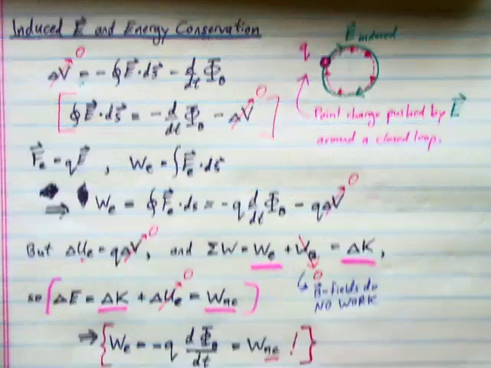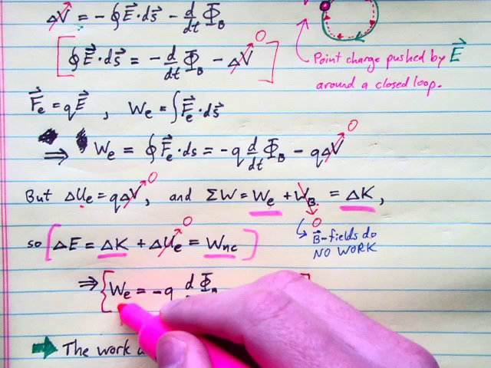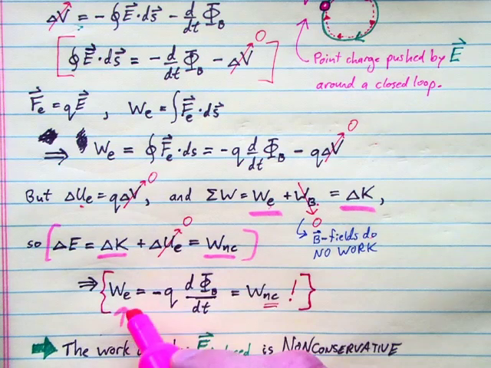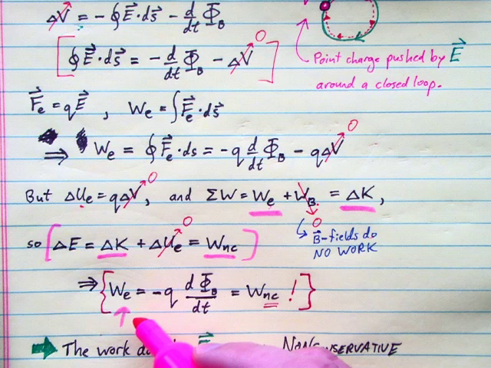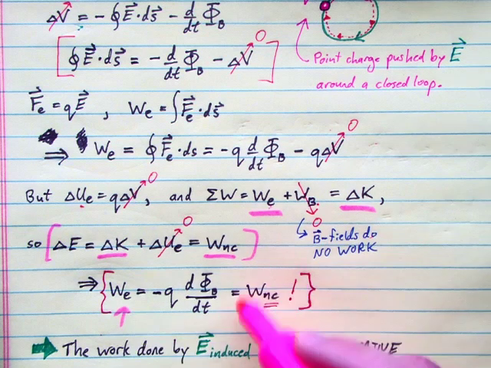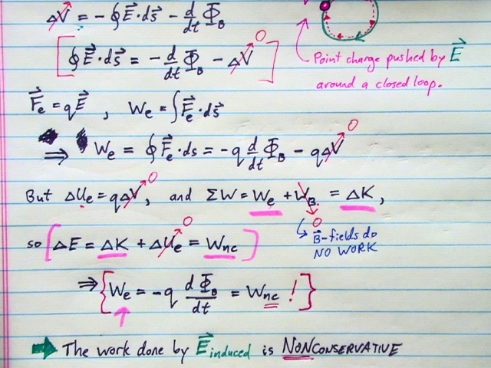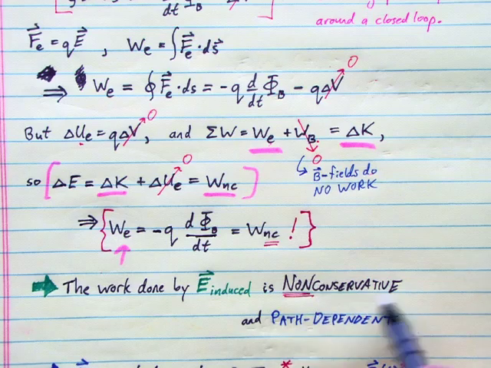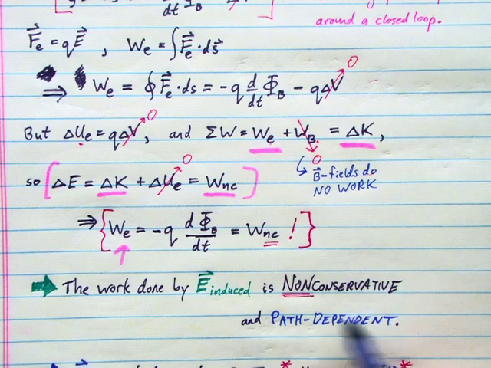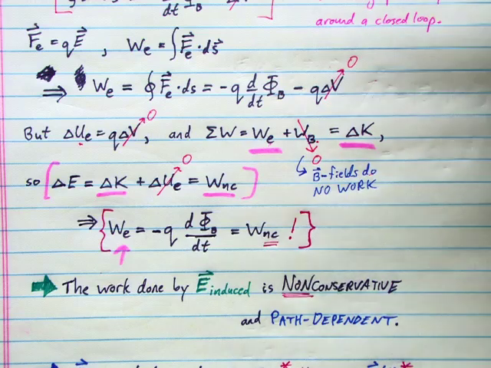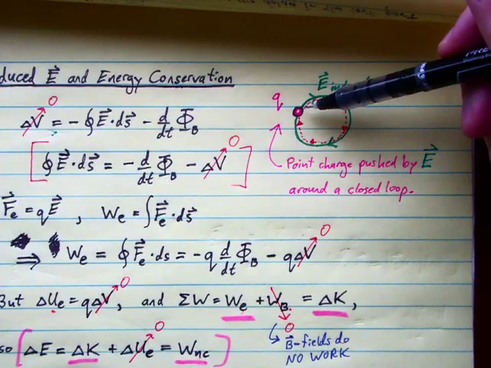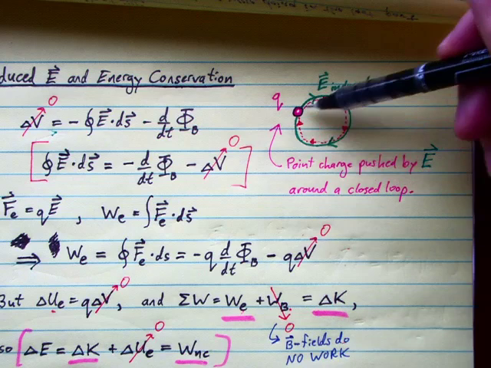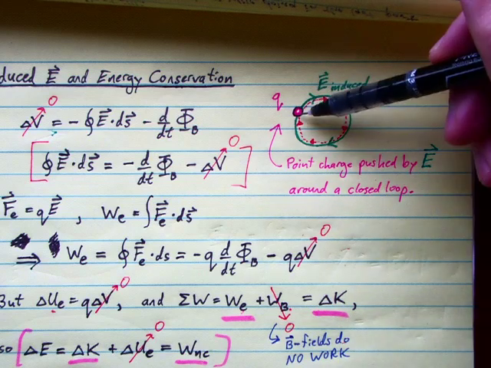We're forced to conclude here that this electric force, this induced electric field, and the force that goes along with it is doing non-conservative work. The work done by induced electric fields is non-conservative and, in fact, path dependent. It doesn't just matter where you end and where you started. It matters how you got there, because each complete loop will end you up with a different energy from that with which you started.